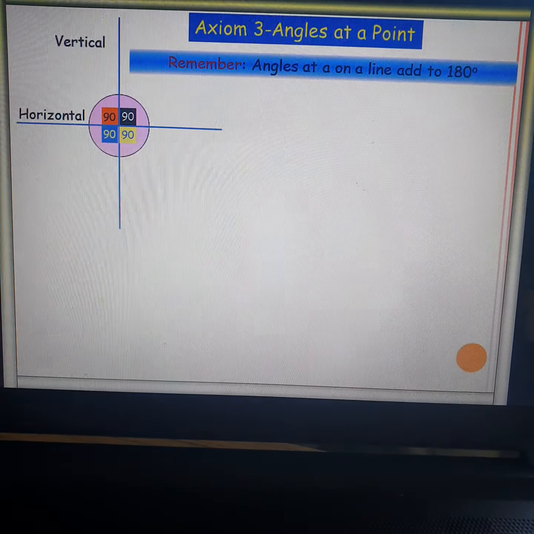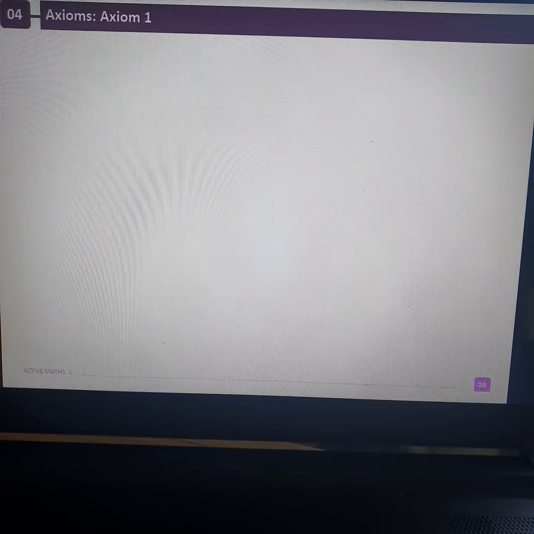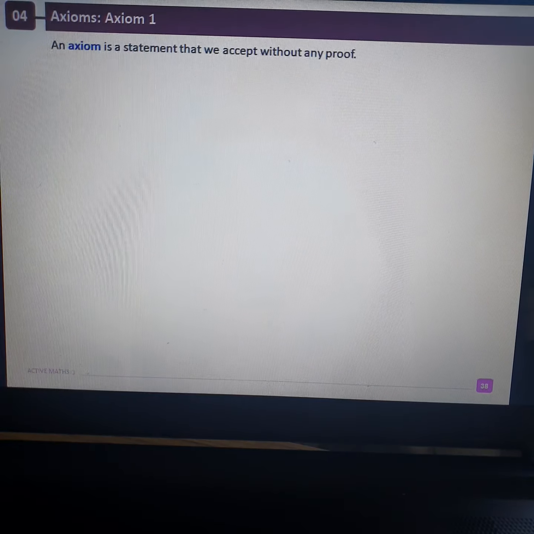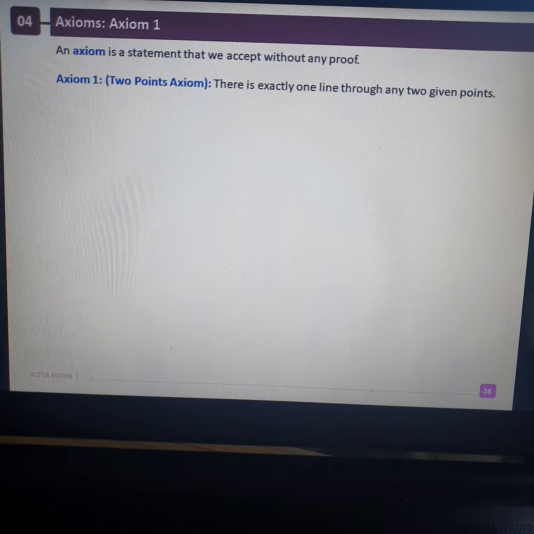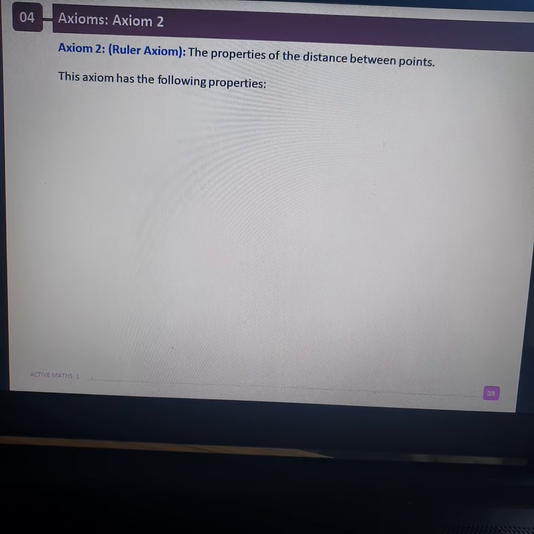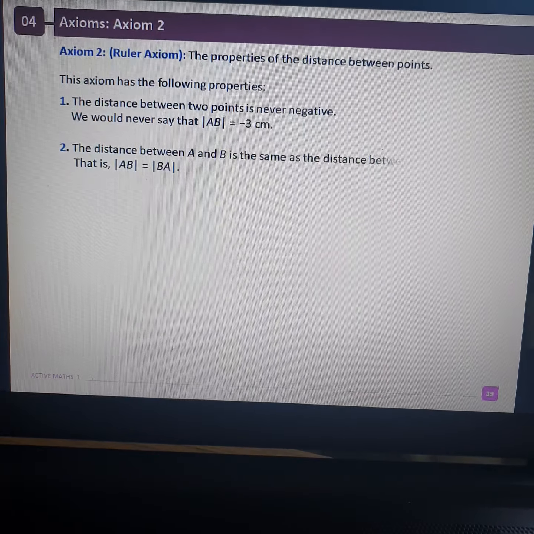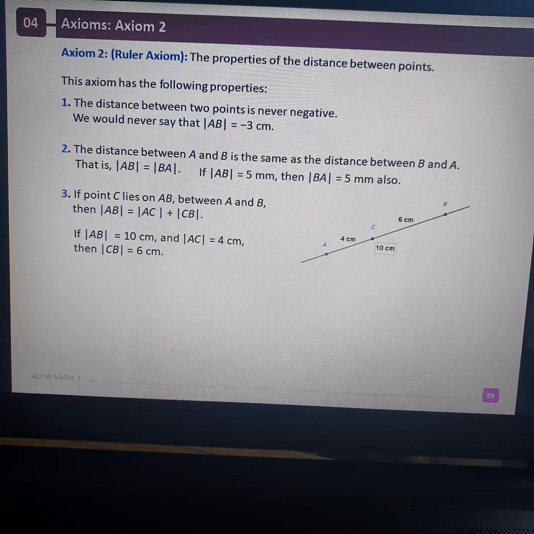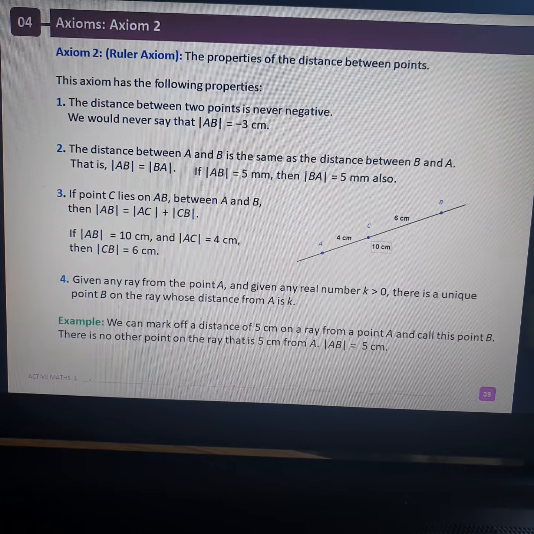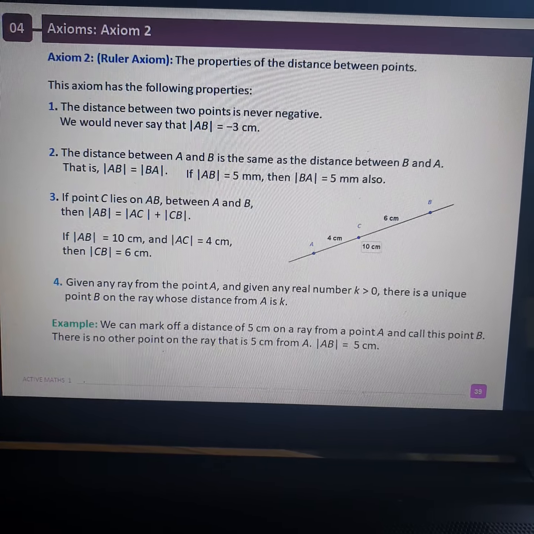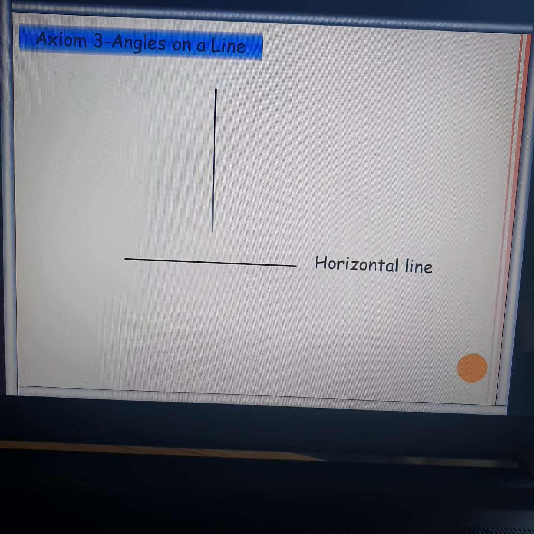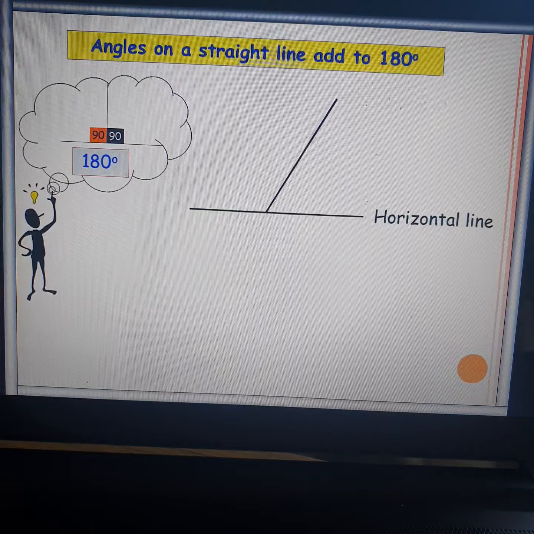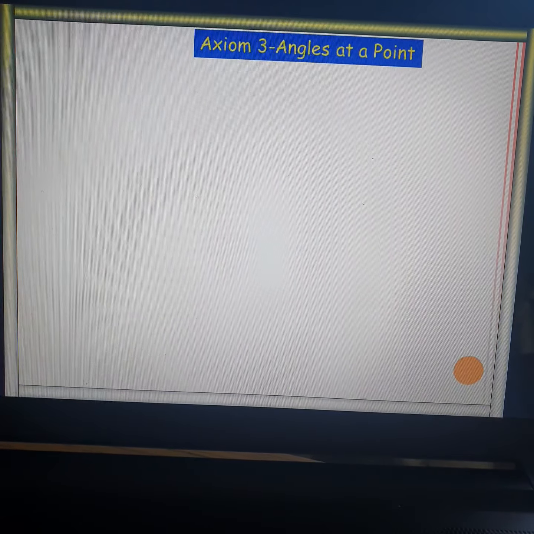Let me just recap the axioms, and you must take these down. Axiom 1 is the two points axiom. Axiom 2 is your ruler axiom, which has 4 different characteristics you can take down here. So that's a long one. Then axiom 3 is the angles on a line and also angles at a point.